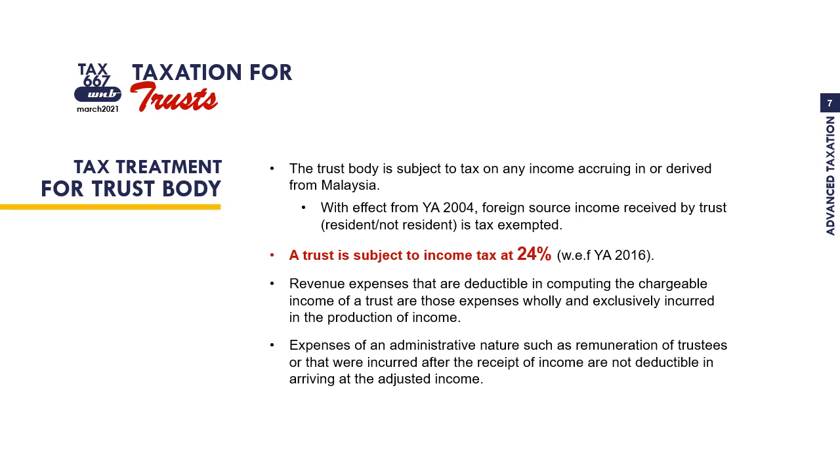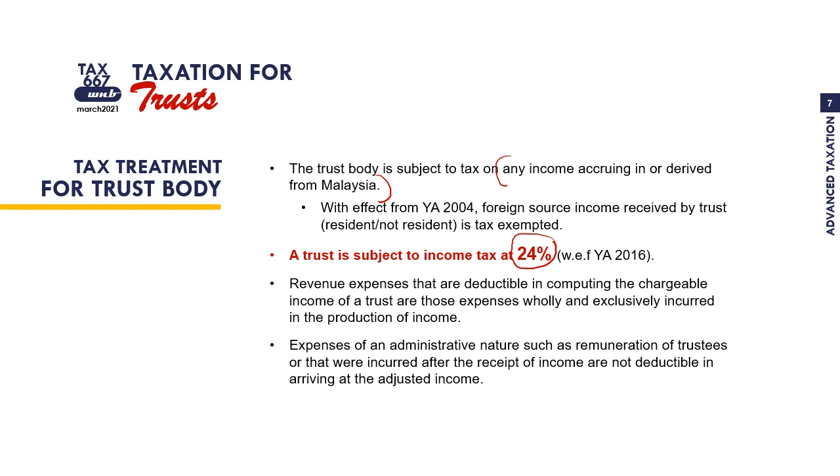For tax purposes, a trust body in Malaysia is subject to tax on any income accruing in or derived from Malaysia. So we know that from YA 2004, foreign source income received by a trust, regardless of whether the trust is resident or not, is tax exempted. A trust is subject to tax at a flat rate of 24%. So here we have a fixed rate or flat rate for a trust body, which is 24%.